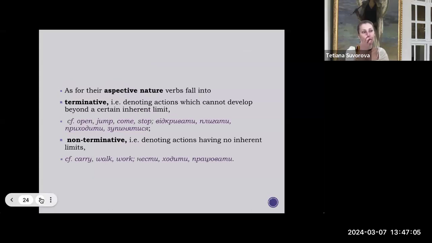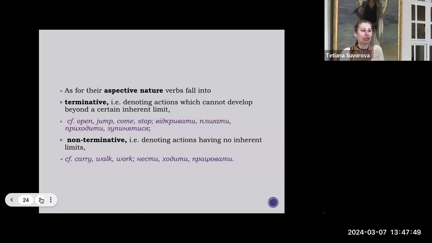Okay, then aspect of nature. In both languages, we can speak about terminative verbs and non-terminative verbs. Terminative verbs, in their meaning, have this inherent meaning of the final point of the action. Open, it means that the action contains the final point, that it should stop. Open, I opened the door. Open can also express a long action, but first it expresses and contains this limit of the action, okay? Jump, come, stop, yes, and so on.